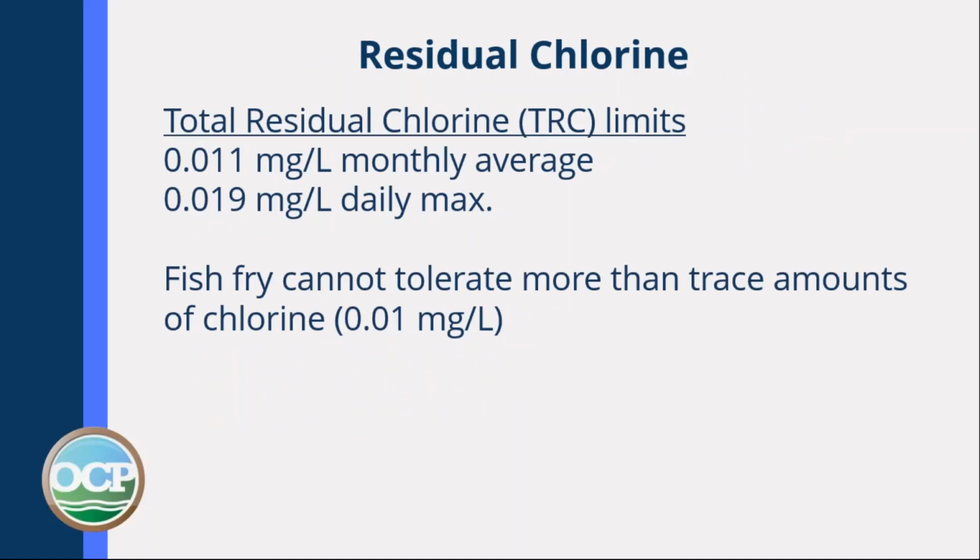Your total residual chlorine, when you discharge your water from your plant, before it goes into the surface water stream, you can only have 0.011 milligrams per liter total residual chlorine on a monthly average, and have a daily max of 0.019 milligrams per liter. It's not much. That is set like that because the fry of fish cannot tolerate more than trace amounts of chlorine, about 0.01 milligrams per liter.